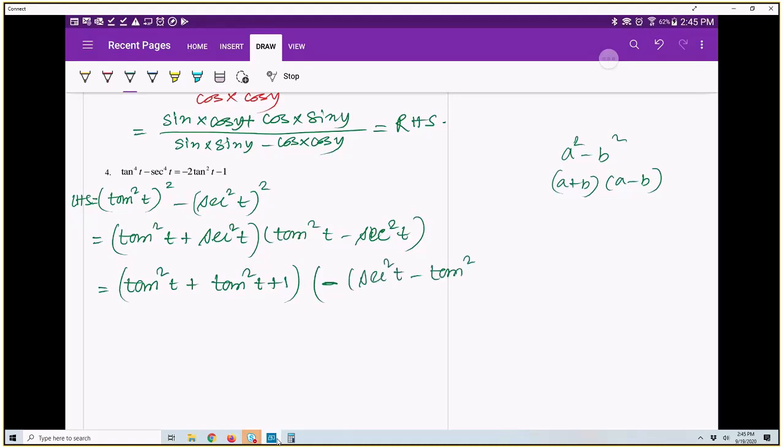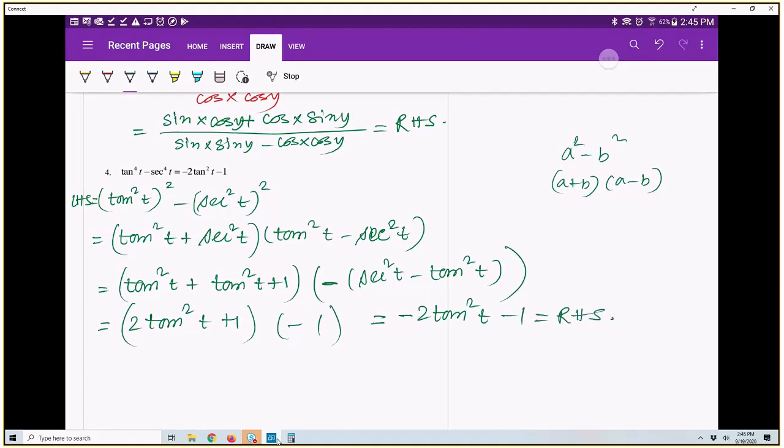Why did I do it? Because I know secant square t minus tangent square t is 1. So I get 2 tangent square t plus 1 times negative 1. So if you multiply the negative, you get minus 2 tangent square t minus 1. And look at the right hand side, it is exactly what you wanted. So you're done with this identity.